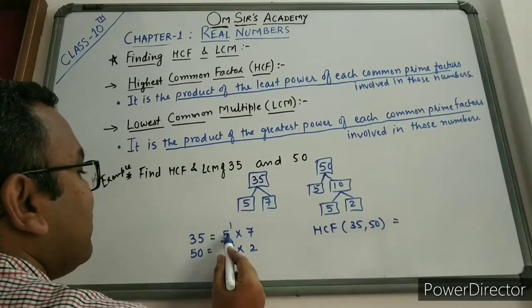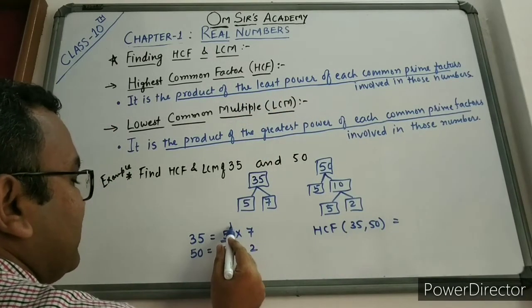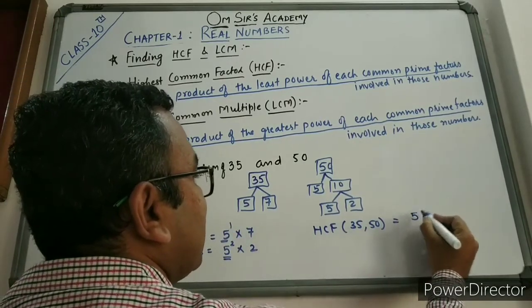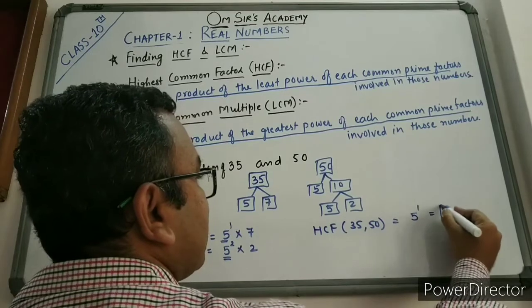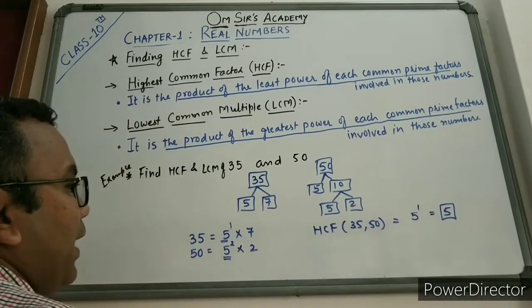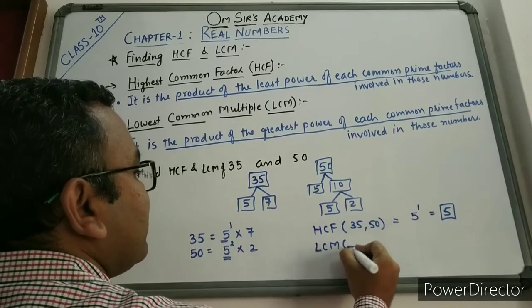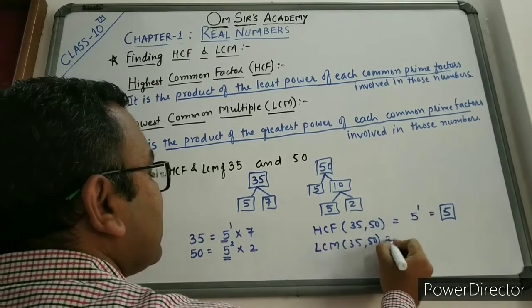So what is the least power? It is 5 raised to 1. This is the least power. So what will be the HCF? It will be the least power, that is 5 raised to 1, that is 5. Is it clear?